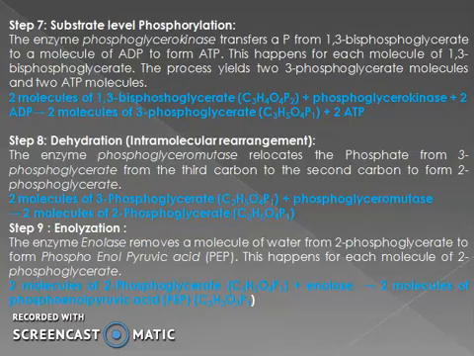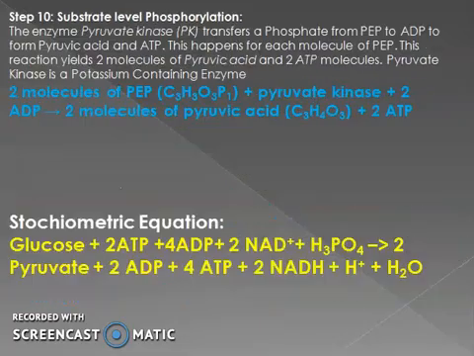Okay, now enolization. The enolase enzyme removes water from 2-phosphoglycerate to form phosphoenolpyruvate, the product. Now the end product in glycolysis is PEP. This happens for each molecule of 2-phosphoglycerate. So 2 molecules of 2-phosphoglycerate, with enolase as the enzyme, will give you 2 molecules of phosphoenolpyruvate, that is PEP.